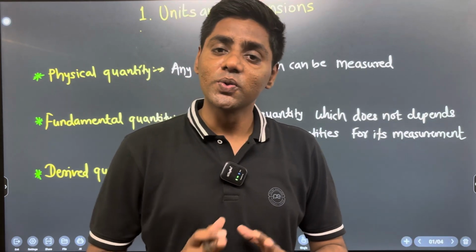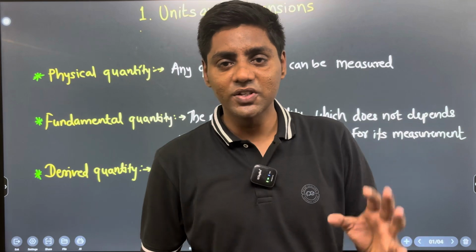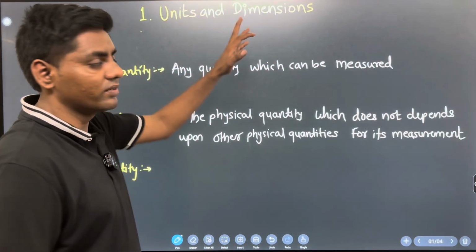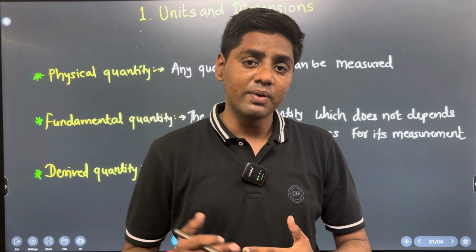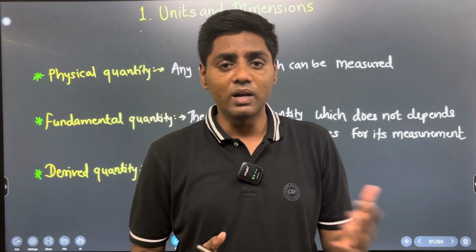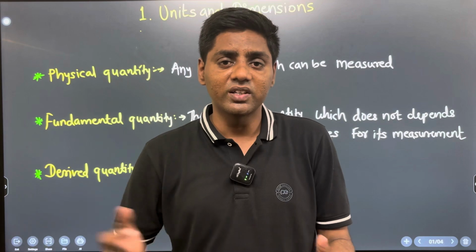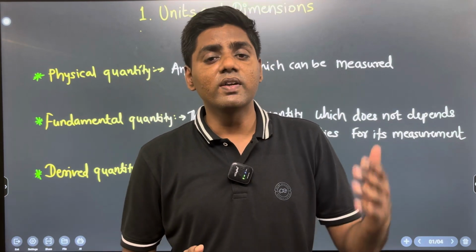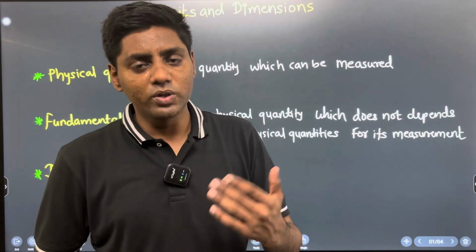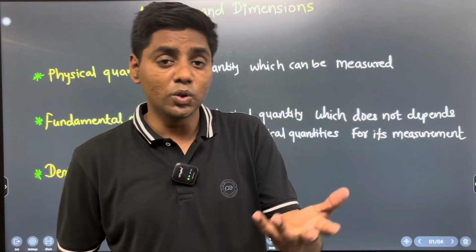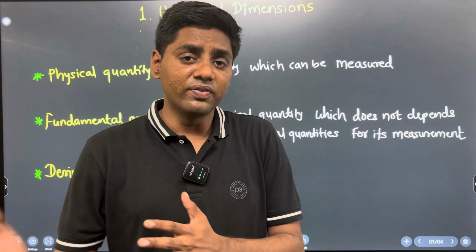So today we have to study the first chapter of Class 11, that is units and dimensions. In this lecture we will study the different types of physical quantities, fundamental quantities, derived quantities. After that we study the 7 basic fundamental quantities. Then we go for the derived units, and most importantly the 2 supplementary units along with the different systems of units.